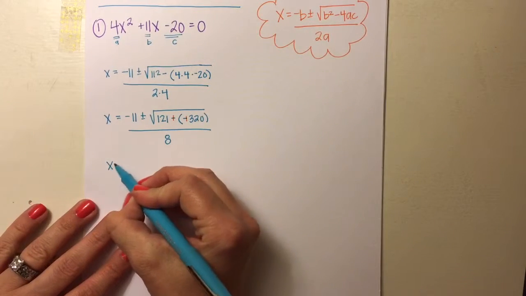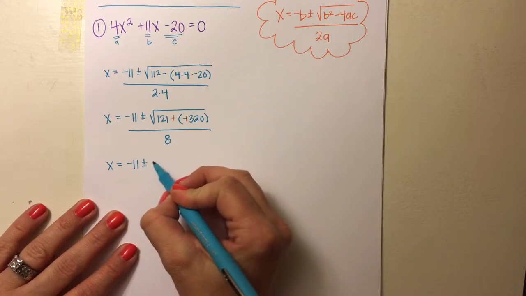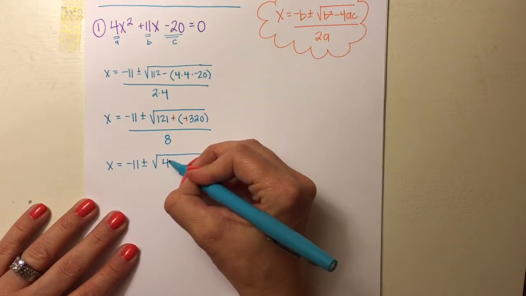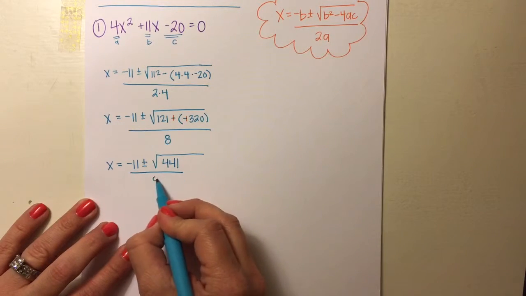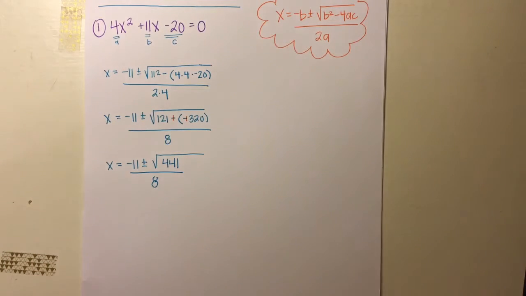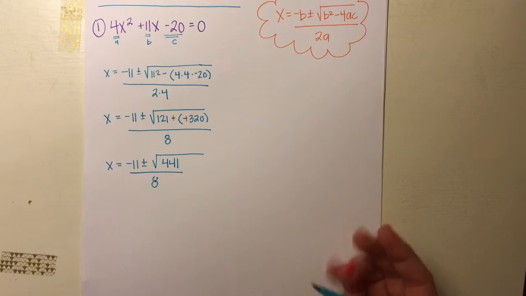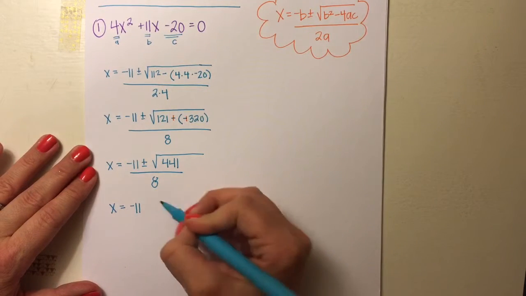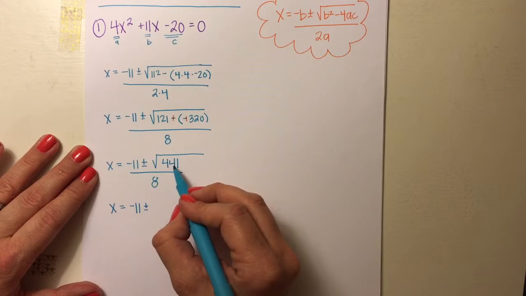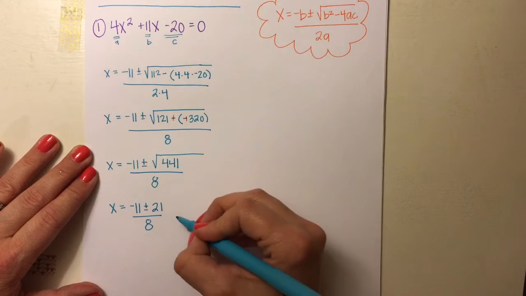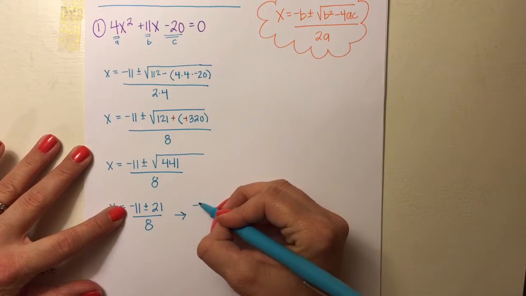So x equals negative 11 plus or minus the square root of, then 121 plus 320 is now 441, over 8. I know that the square root of 441 is 21. If you didn't know that, you could always check in your calculator to see if it's a perfect square, and it is. If it wasn't, I could leave it like this. But because it's a perfect square, I'm going to have negative 11 plus or minus the square root of 441, which is 21, over 8. Now that gives me two options, or my two answers.